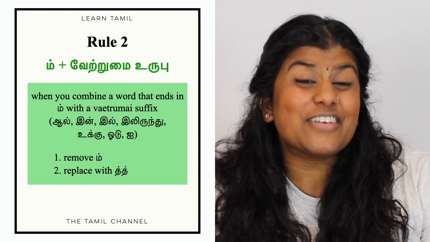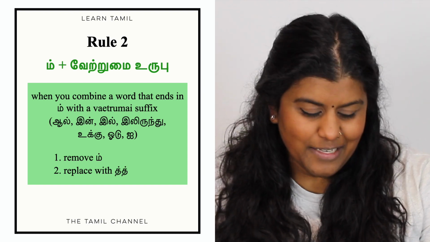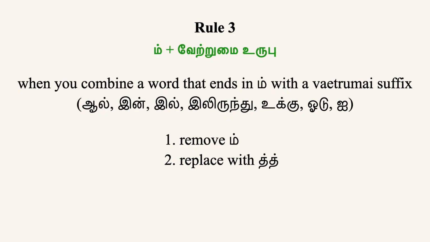Alright guys, so listen carefully. I'm going to explain this as easy as I can. So whenever you combine a word that ends in with a Vetruma suffix, what happens is the gets replaced with a double ith. I'm going to show you how the word is basically broken down into its individual parts or letters.